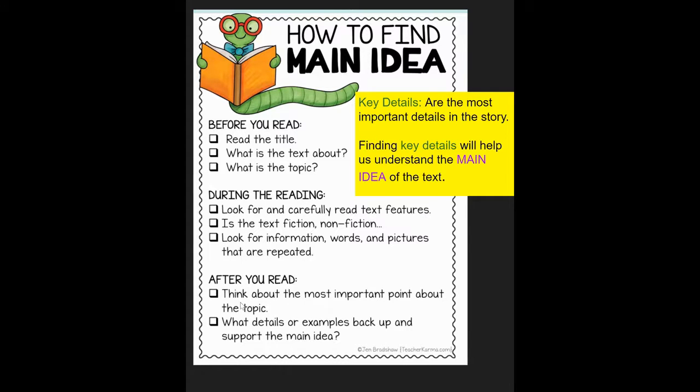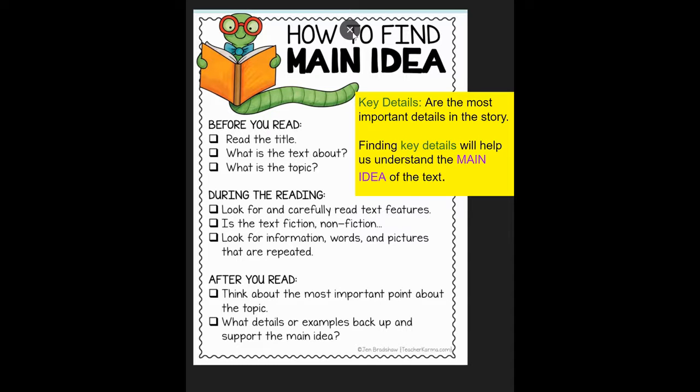Once we are done reading, we need to think about the most important point about the topic. What details or examples back up and support the main idea? So what key details were the important details in the story? Key details are the most important details in the story, and we have to make sure that we separate key details from interesting details, okay? Because these key details will help us understand the main idea of the text. What was this text mostly about?